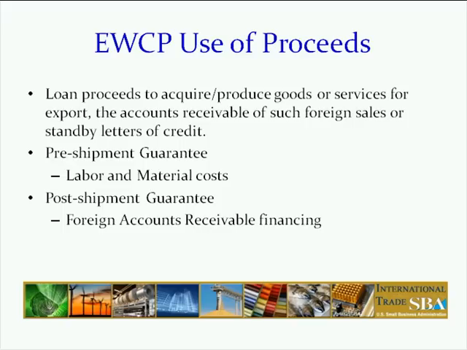The use of proceeds, again, is to acquire or produce goods or services, and I must tell you that the service sector accounts for about a third of all U.S. exports. So if you've got an architectural firm, or a medical firm, or a legal firm, or IPR firm, where you've got foreign buyers that want to buy your expertise, and you can do a lot of consulting businesses, those are all also considered exports. So the EWCP can also be used for such services. It can also finance standby letters of credit and letters of credit, which is simply terms for international methods of payment. And you can see that we can take care of both pre-shipment guarantees as well as post-shipment guarantees.